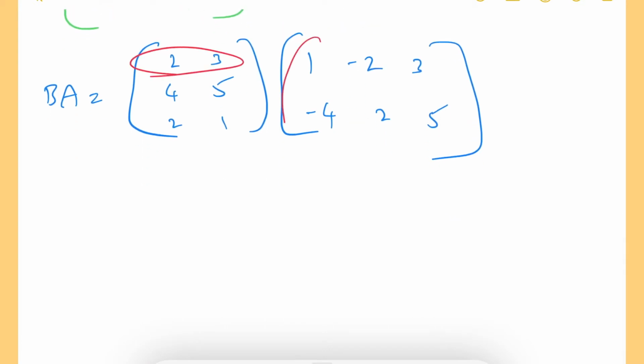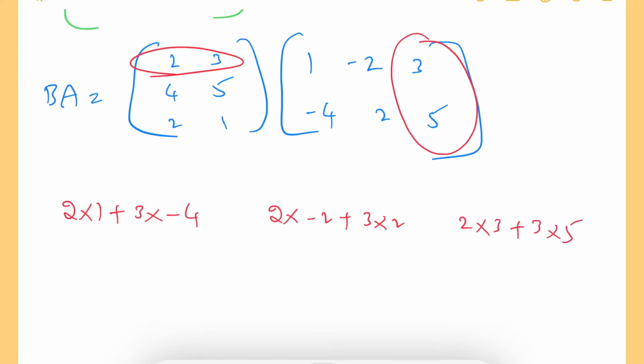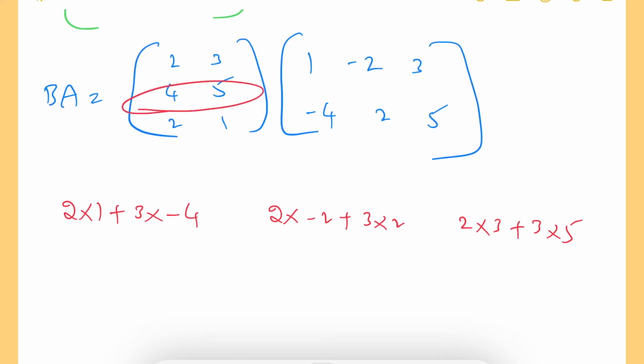First row multiply with the first column: 2 into 1 plus 3 into minus 4. Now first row multiply with the second column: 2 into minus 2 plus 3 into 2. First row multiply with the third column: 2 into 3 plus 3 into 5. First row completed. Now let's move to the second row. Second row multiply with the first column: 4 into 1 plus 5 into minus 4.